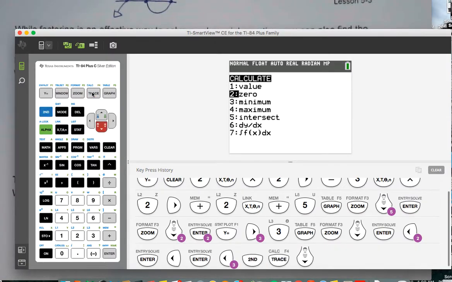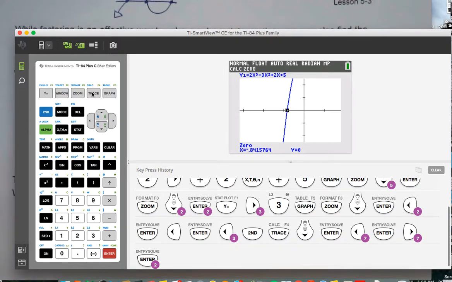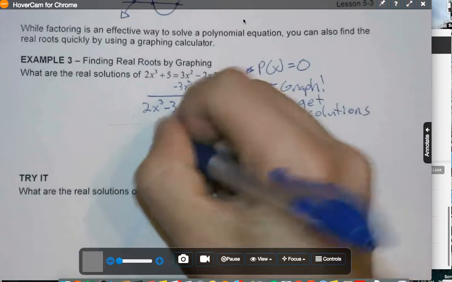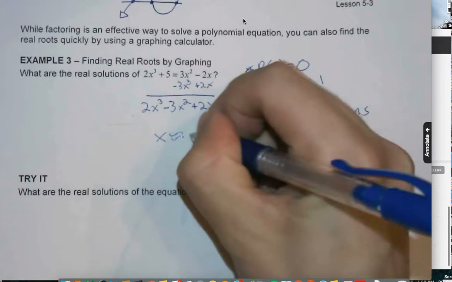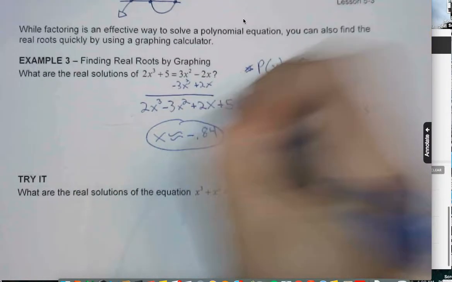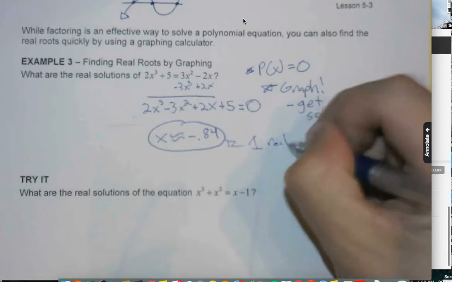So I think once you get close to this, same kind of song and dance that we've done before, we're getting a 0. We want to measure left bound, we want to measure right bound, get that approximately negative 0.84. So this is going to occur when x is approximately negative 0.84. So collectively only one solution from the looks of it.